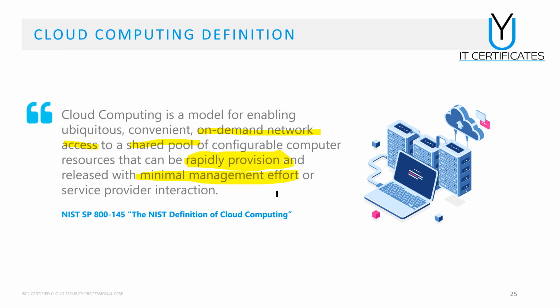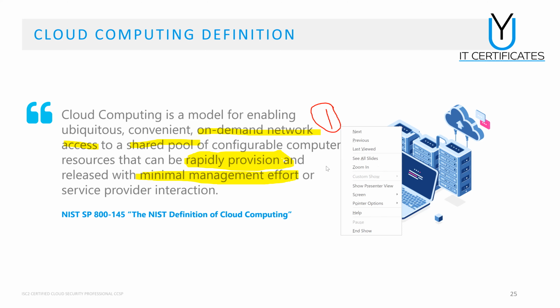From this definition, we want to conclude the features and characteristics of the cloud. Number one, it's on-demand network access. This is very important. It can be accessed at any time from any device, and the beauty here is that it can be accessed from any platform. It may be mobile, tablet, or desktop; it can be Apple, iOS, Mac, whatever it is.